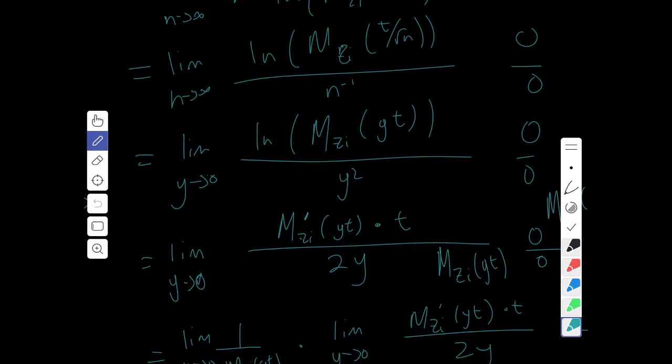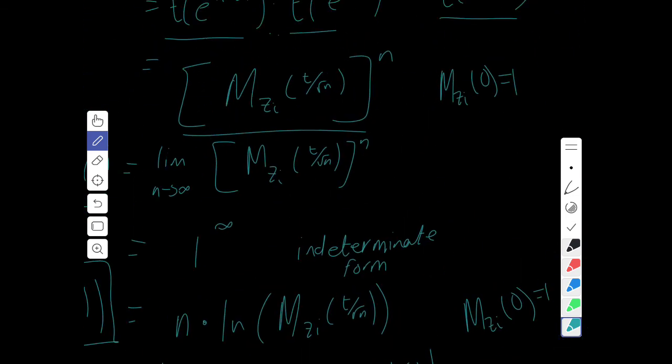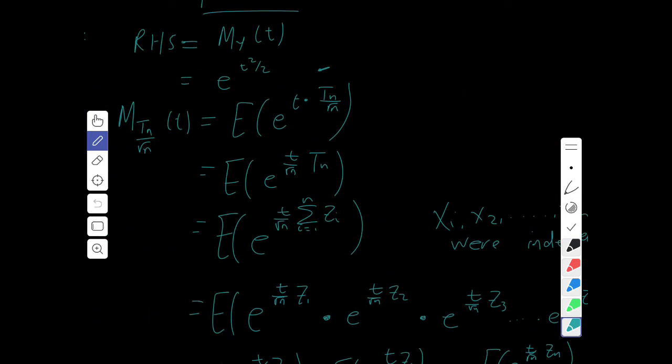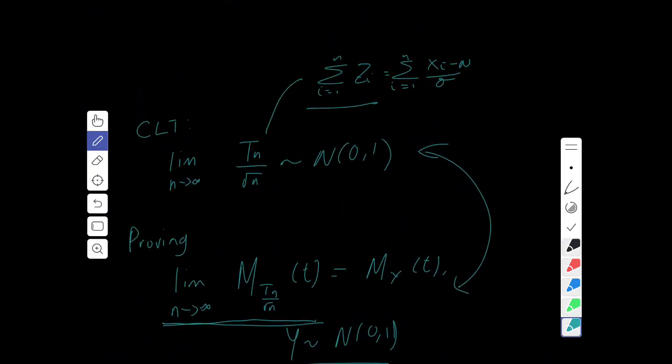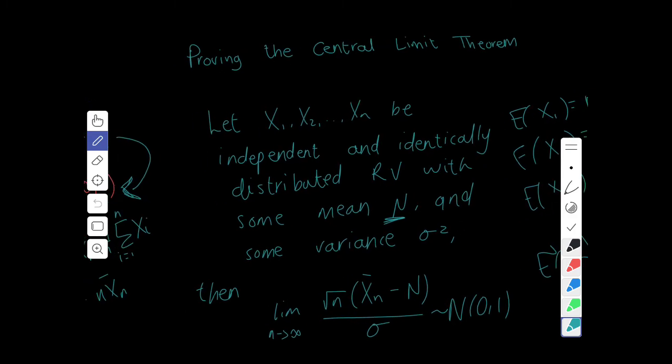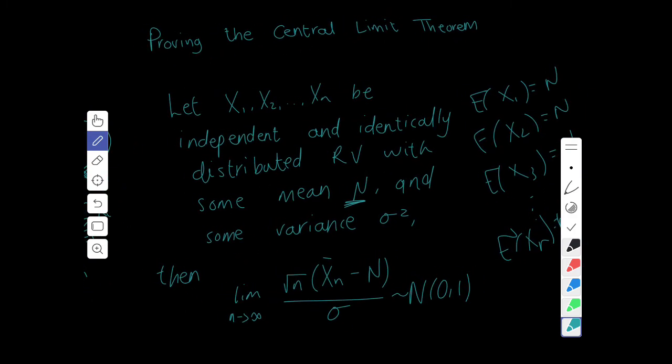Obviously, it is a very, very long proof, but it's also a very, very powerful result. So we can't really get a powerful result without some kind of effort. So yeah, that is the proof of the central limit theorem.